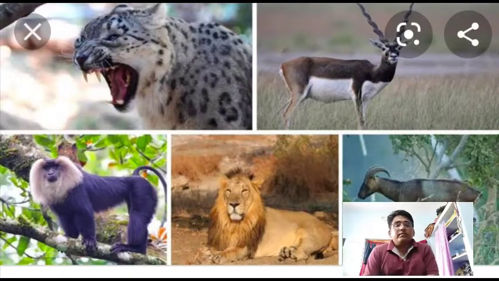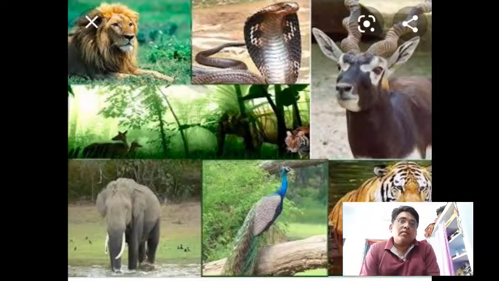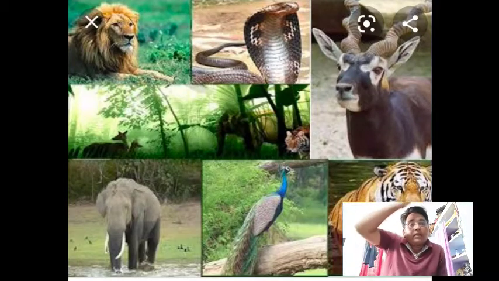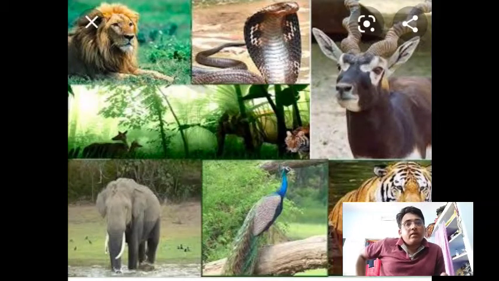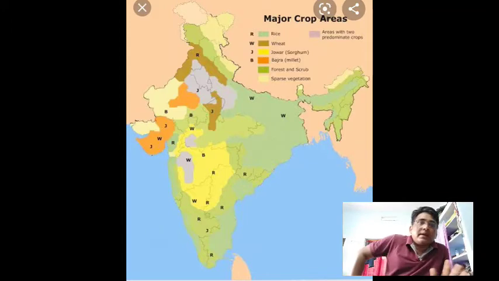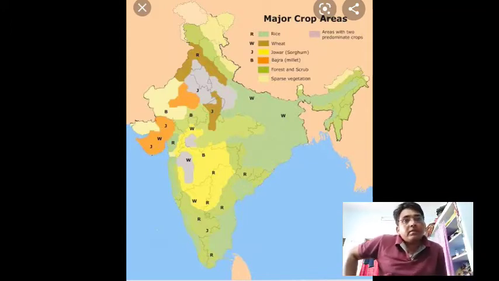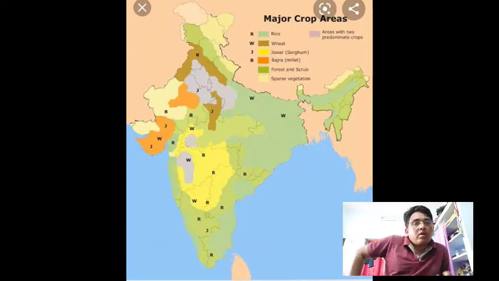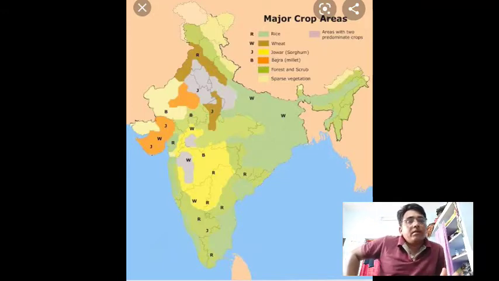According to IUCN, India has 45,000 varieties of plants and 91,000 varieties of animals. We have different climatic conditions. We cultivate tropical crops like rice, sugarcane, tobacco, pulses, etc. And subtropical crops like wheat, grapes, apples, etc. we cultivate.